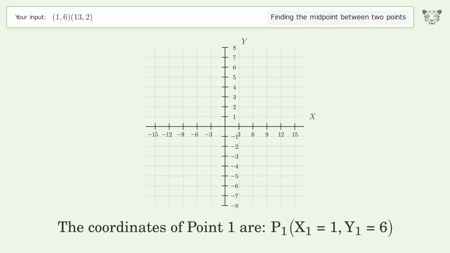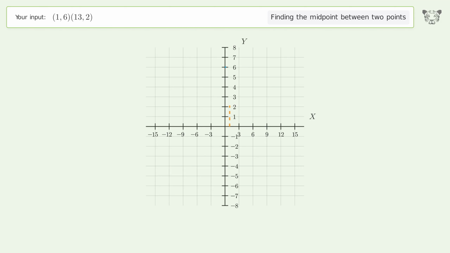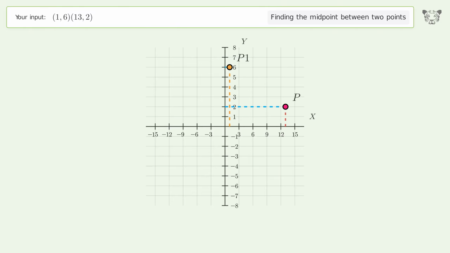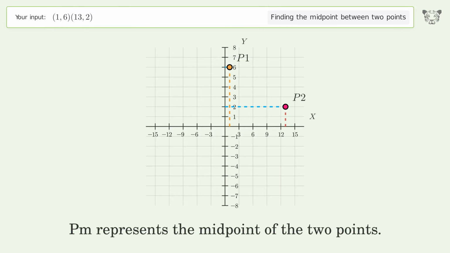The coordinates of point 1 are x1 equals 1, y1 equals 6. The coordinates of point 2 are x2 equals 13, y2 equals 2. PM represents the midpoint of the 2 points.